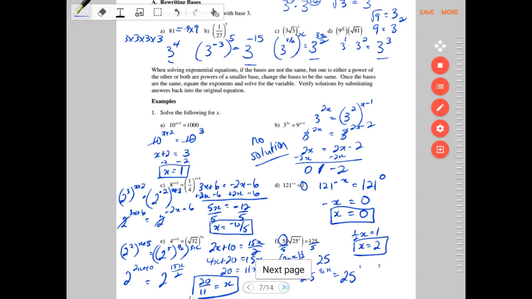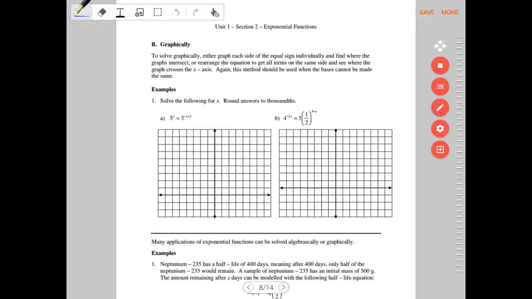Let's take a look at solving by graphing. When you solve by graphing, there are 2 ways that you can do this. You can graph y1 equals the left side, y2 equals the right side, and see where the graphs intersect, or you can rearrange them so that they're all on one side of the equal sign, and then figure out where they cross the x-axis. I'm going to do the first one by graphing each one separately, and on the second one I'm going to rearrange and just graph one equation.